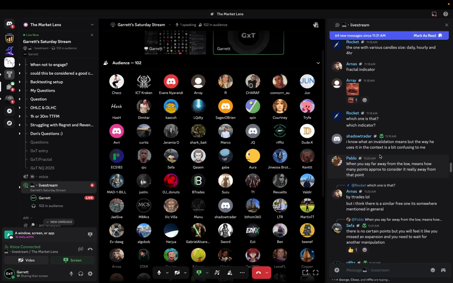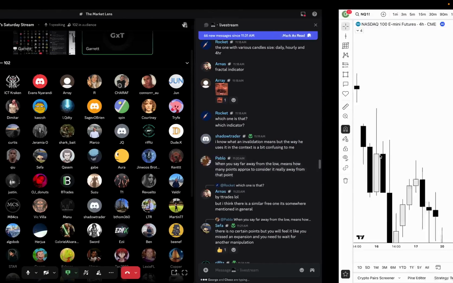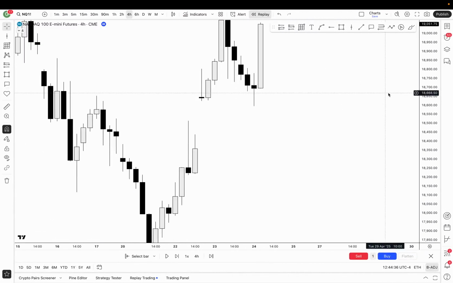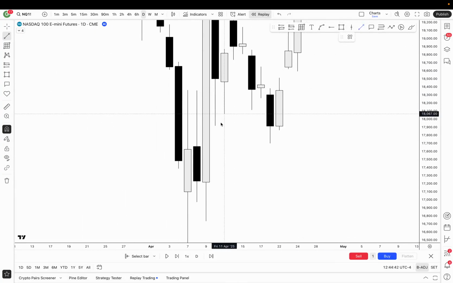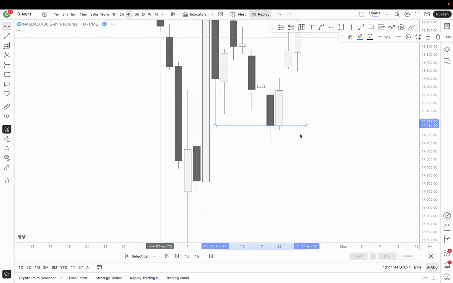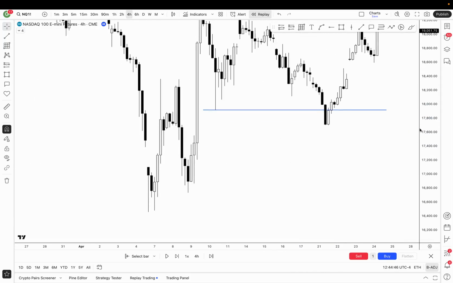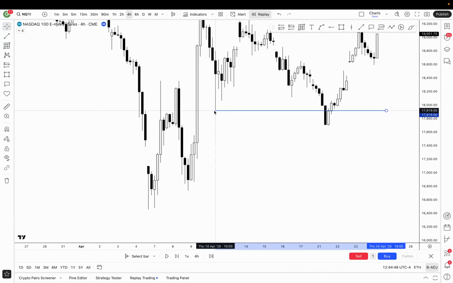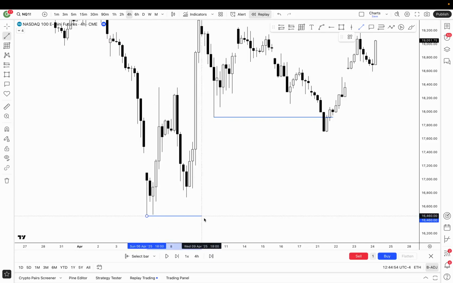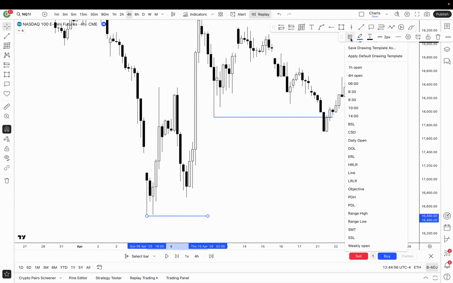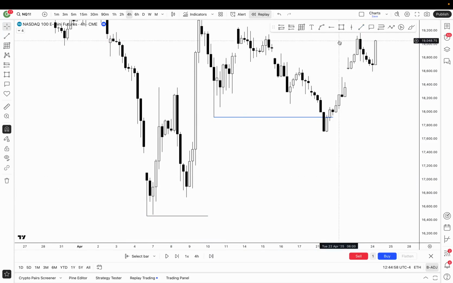You say far away from the low. I mean, how many points approximately to consider it? Oh, there's no way to gauge relevant swing highs and lows mechanically. You're just going to get a feel for it. Like this low here. Essentially, all relevant swings are spaced out highs and lows. I can't give you a point amount because it's impossible, because the markets are always changing volatility and whatnot, so you can't even do that, to be honest.